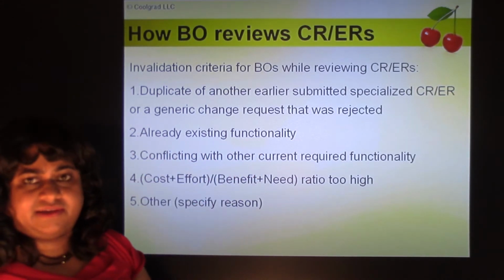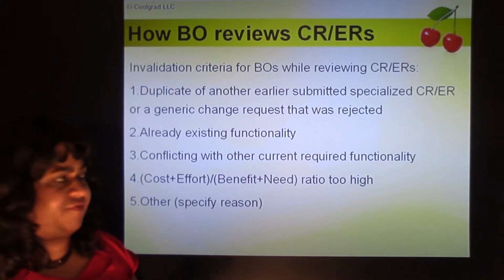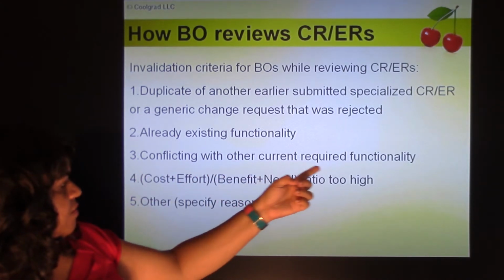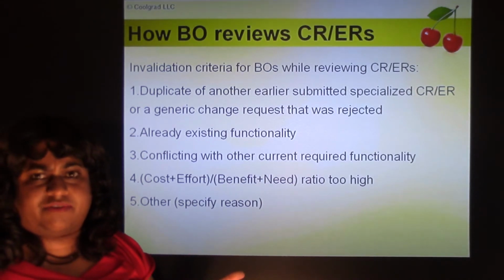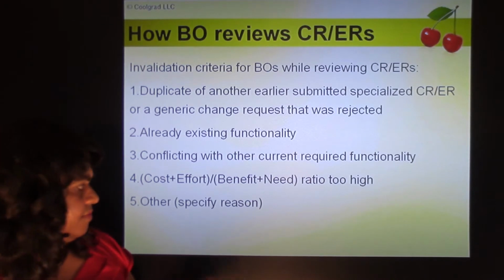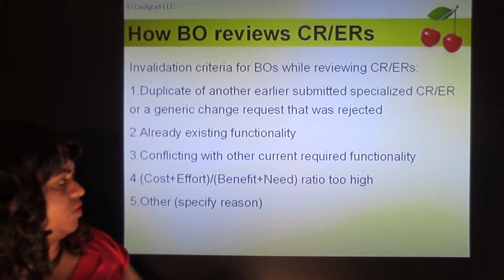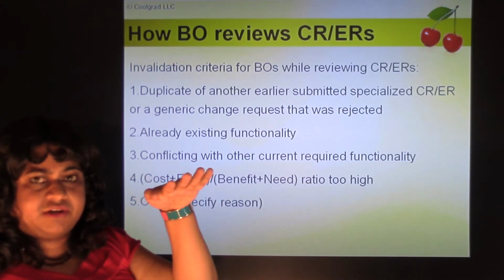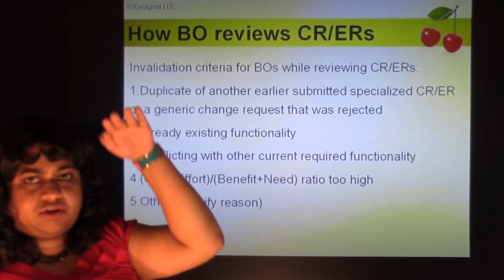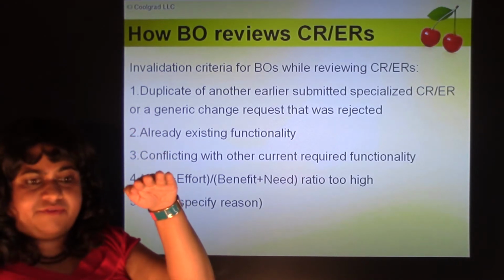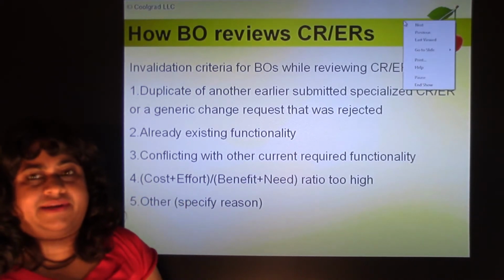Already existing functionality. So if both the BST and the product owner missed it, then the business owner might be able to identify it. Conflicting with other current required functionality. So if it can't be done because it affects existing functionality, then also they can reject it. Cost plus effort divided by benefit plus need, ratio too high. So the cost and effort is too much and the need and benefit is too less. Means there's too much cost and effort for too little need and benefit.